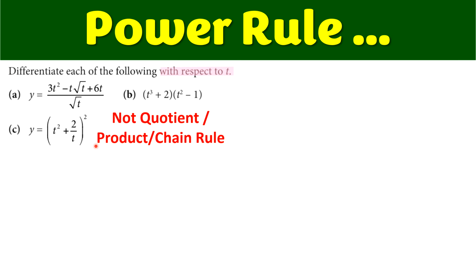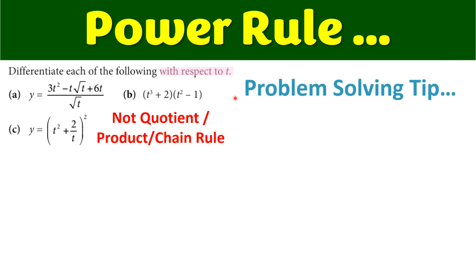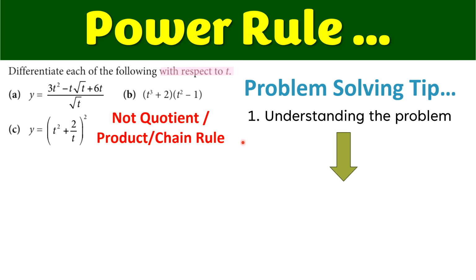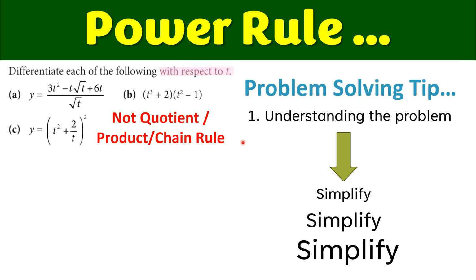And likewise for the last term, because they see there's a power there, very often students will just jump in to apply chain rule. So over here, I'm telling you, I do not need to use quotient rule, product rule, or chain rule at all. So what is the tip that I'm going to share with you? I only have one word for all of us here. If we understand the problem, all we need is to always ask ourselves, can we simplify the expression? So remember, always simplify and simplify.